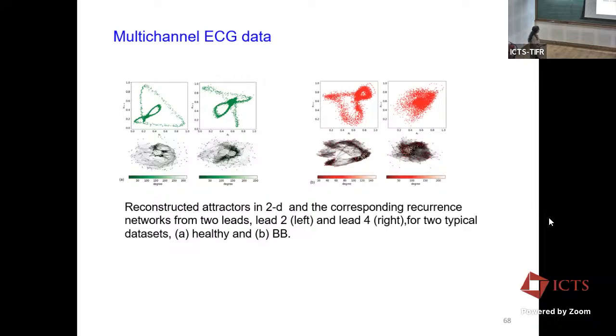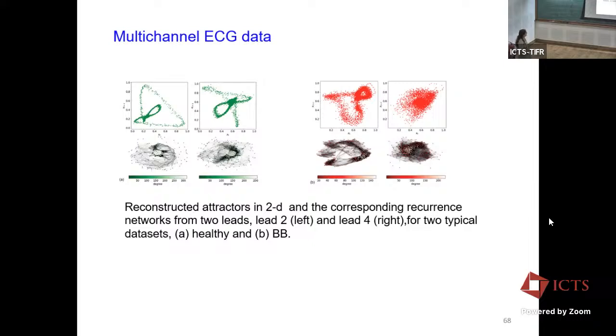This is actually ECG data from two different leads, lead 2 and lead 4, for two typical data sets. This is the healthy one, and this is a case of bundle branch block. As is obvious from the name, in this case one lead is giving a totally different structure, because of which the calculated measures from that will also vary. So how do we finally compare them?